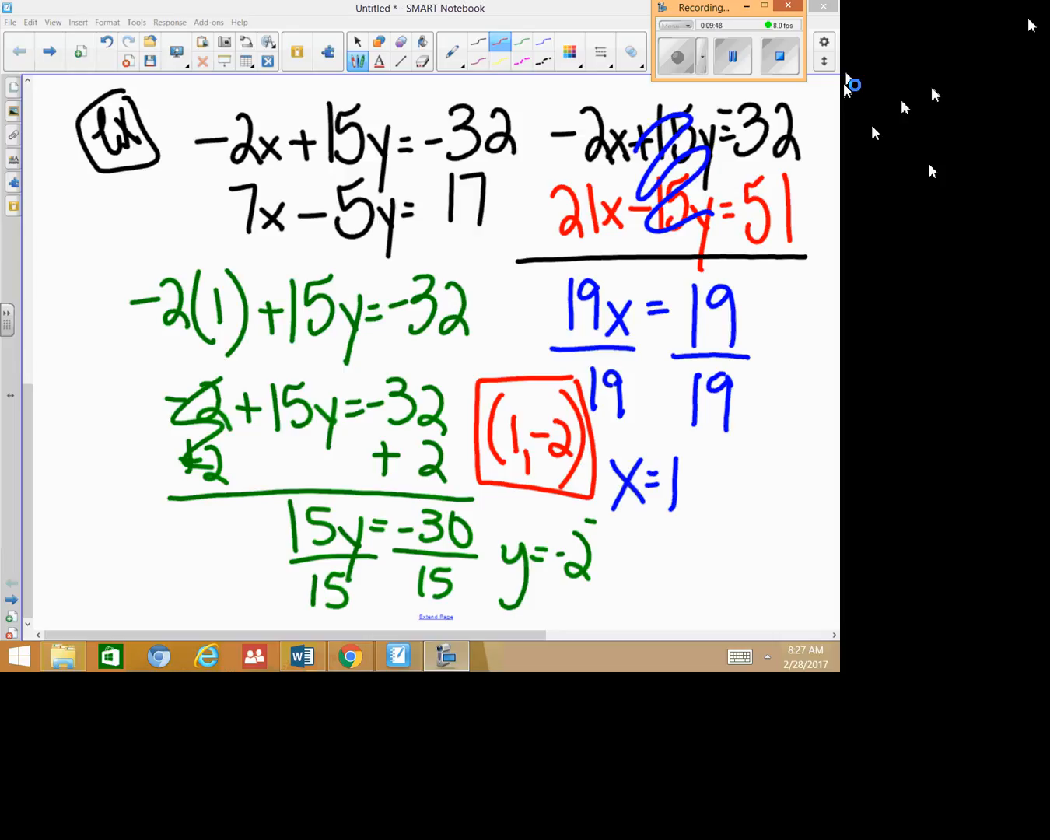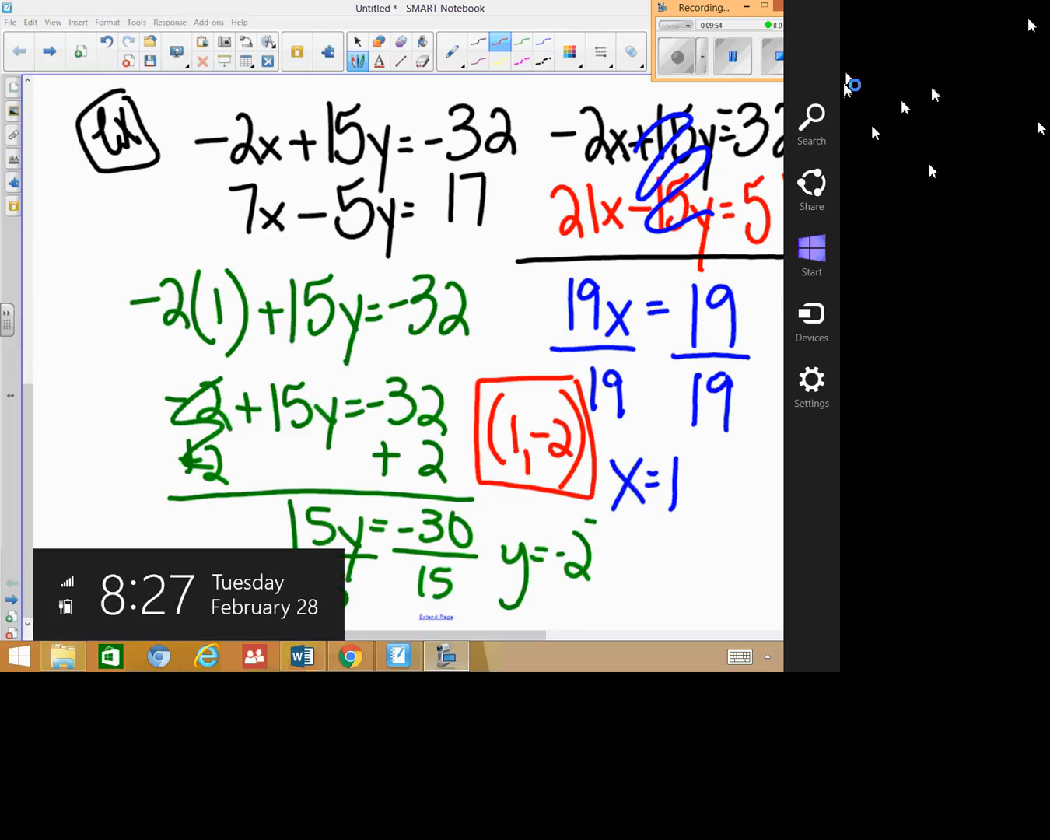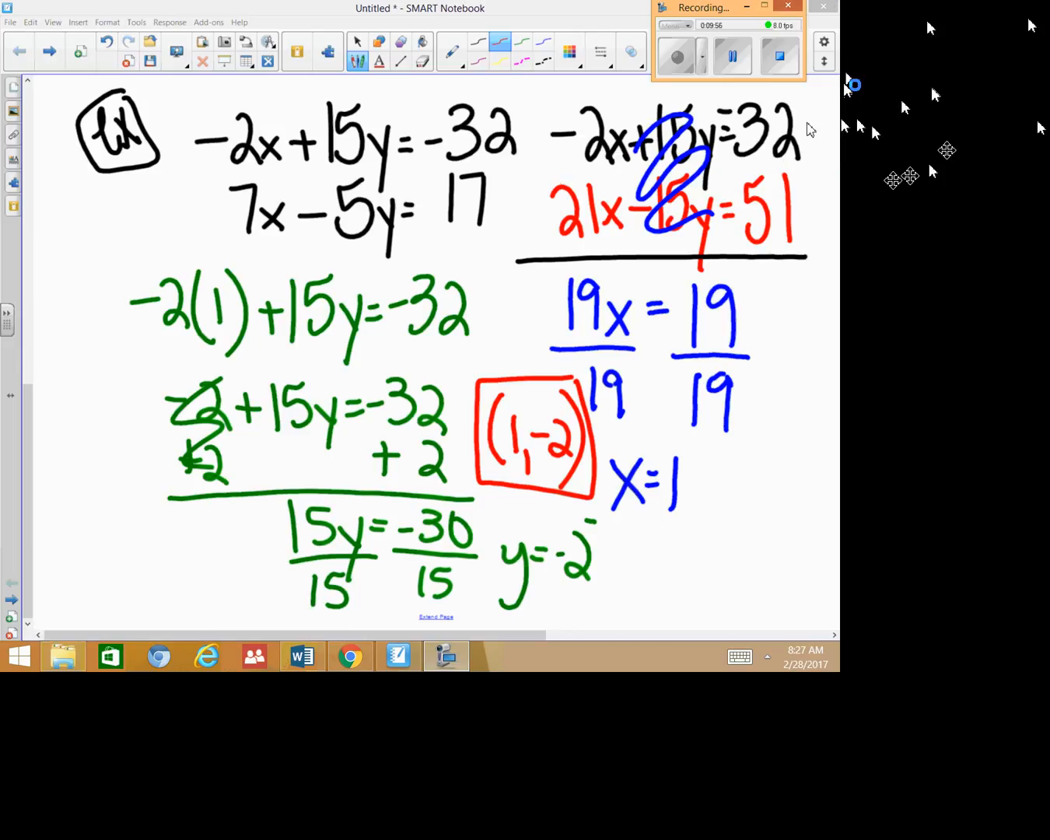Okay? So, let's look at one now where I have to multiply both equations. Give yourself some room to the side here. So you can do this one. Let me extend the page. Ready? And there's two different ways to do this one, and it will be your choice.